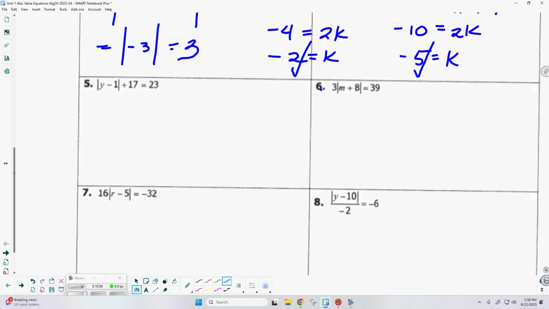We'll go ahead and take a look at the review again, in case you wanted to ask questions about those problems. So the absolute value of y minus 1 plus 17 equals 23.